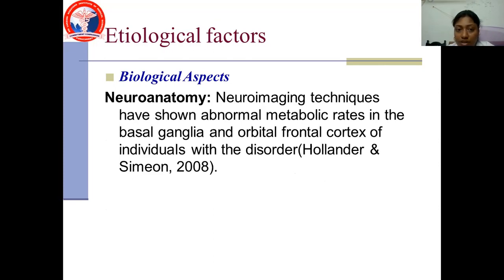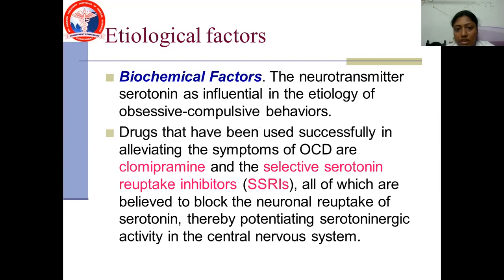And then we have biological aspects, that is neuroanatomy and neuroimaging techniques, where we have found that there are higher or abnormal metabolic rates in the basal ganglia and orbital or frontal cortex of individuals with OCD. Then we have biochemical factors, that is the neurotransmitters, serotonin. Serotonin is the neurotransmitter implicated as an influential etiology of OCD. Then we have selective serotonin reuptake inhibitors, through which we were able to correlate that serotonin has a big role in OCD.